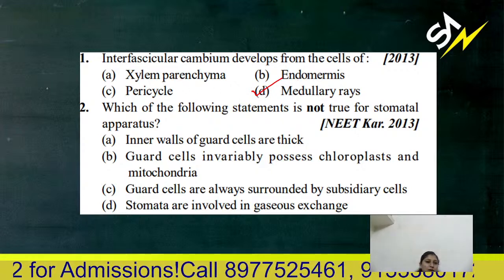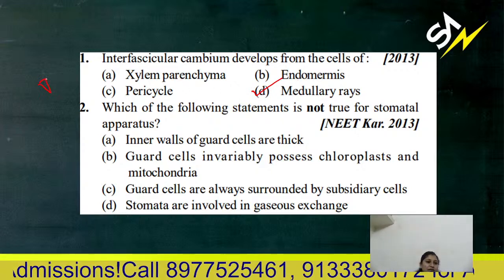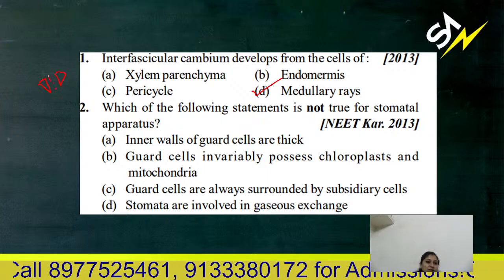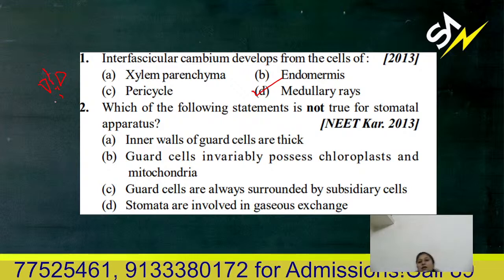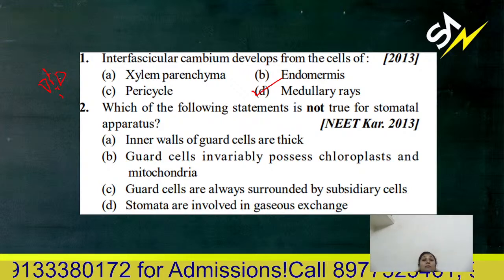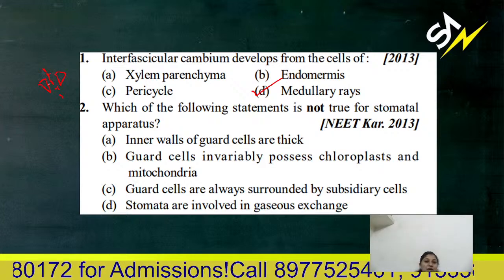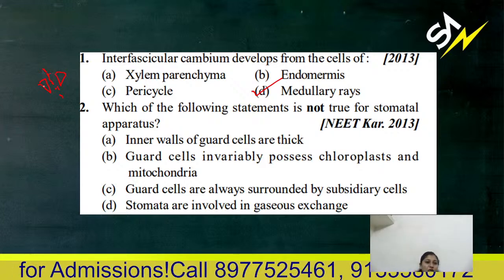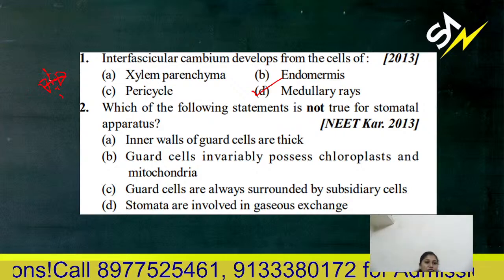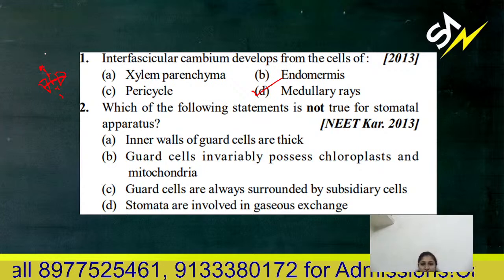So it is between, see, like that, these are patches, this type of patches are the vascular bundle patches, and these cells are known as medullary cells. These parenchyma cells are known as medullary cells, medullary rays. And the cells of medullary rays change to complete this cambium ring, forming this interfascicular cambium.